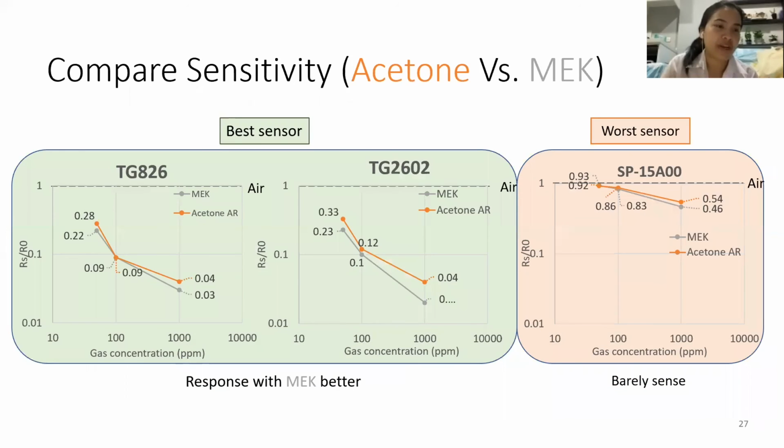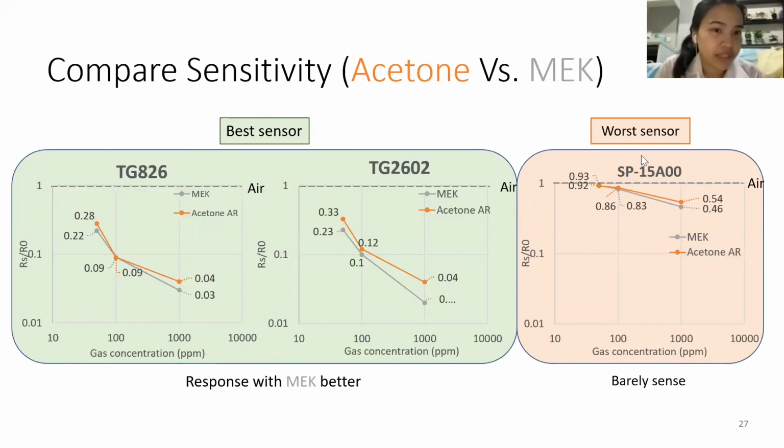Then I compared the response of the top 2 sensors, which are the top 2 in both acetone and MEK, to see whether there is a difference in the response. As we can see here, both sensors can sense MEK better than acetone. But in TG2602 the R ratio is more separated, though not that different.